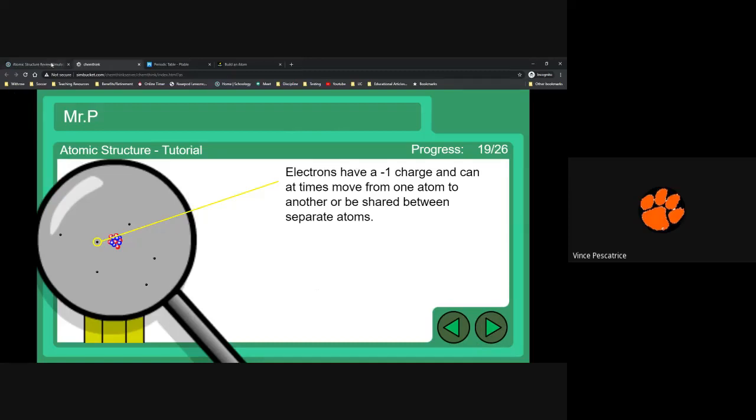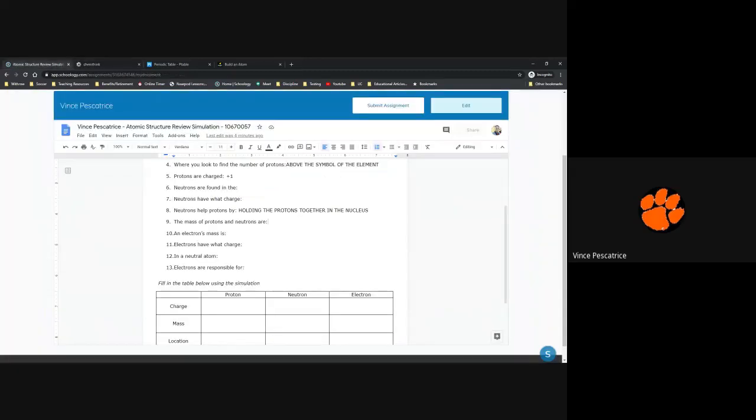Electrons have a -1 charge. So we've covered the mass. The electron's mass is so small it doesn't matter. Electrons have a negative charge.